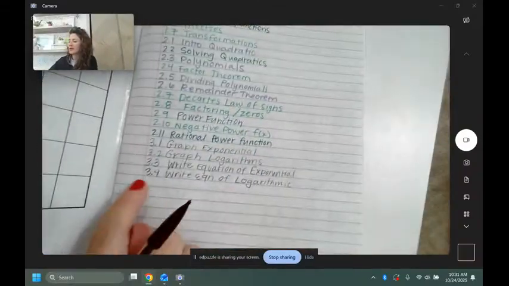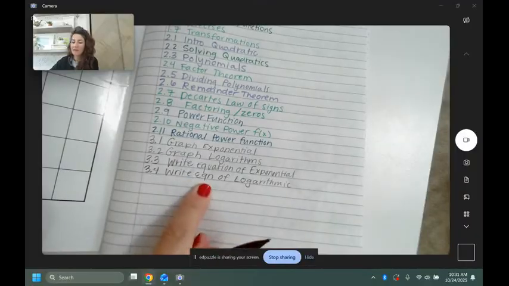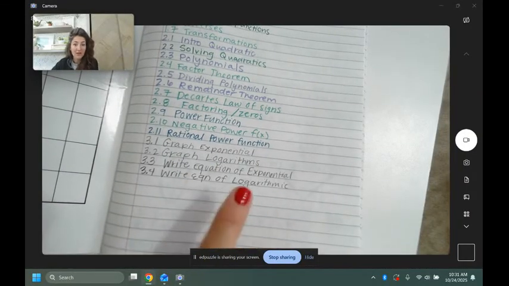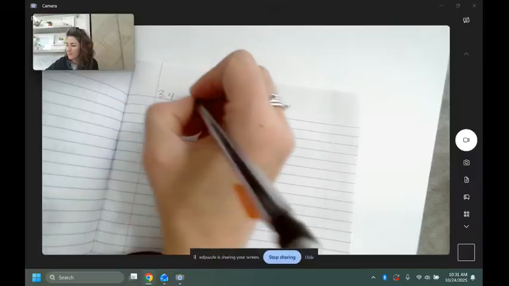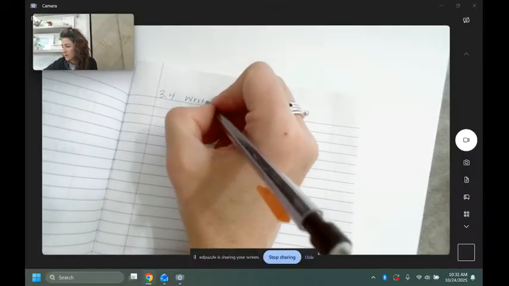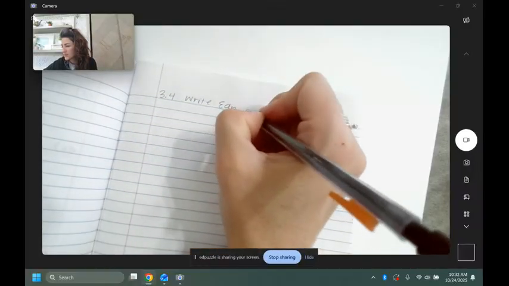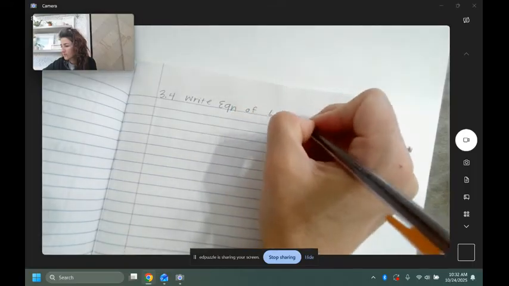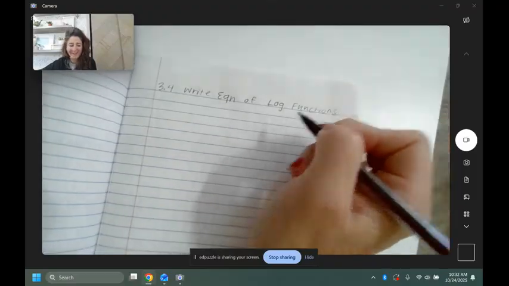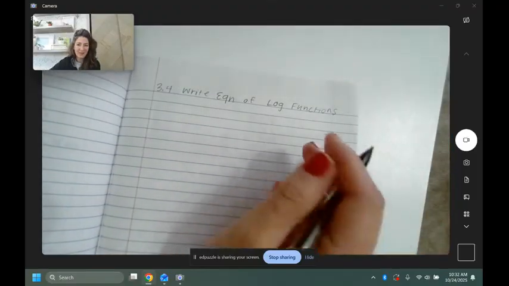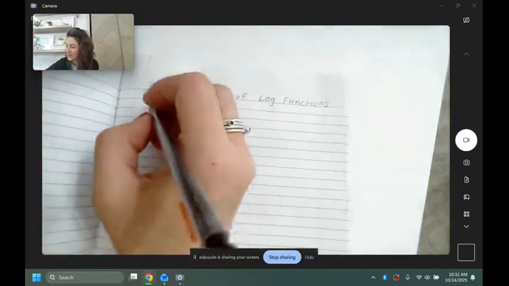Hey pre-calc, Miss Soli here, and here we're gonna work on writing the equations of logarithmic graphs or logarithmic functions this time. All right, 3.4, write equations of log functions. Some shorthand there. So writing an equation of a logarithmic function.